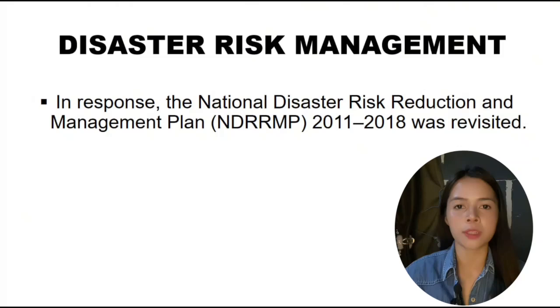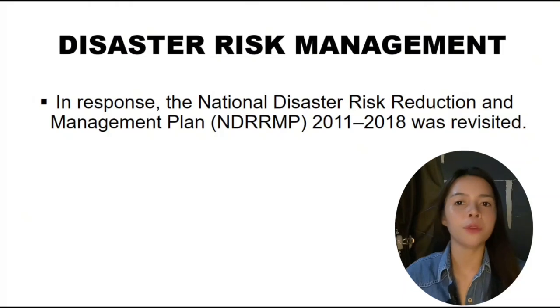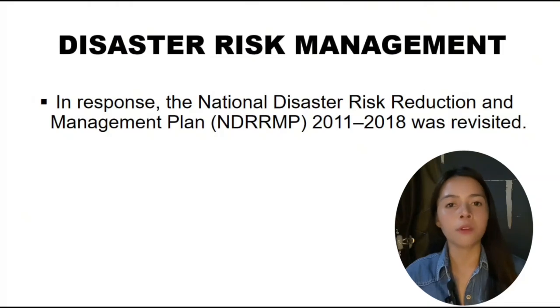Number 4, in response, the National Disaster Risk Reduction and Management Plan, or NDRRMP, 2011 to 2018 was revisited. Due to the shortcomings in the system, the government decided to revisit and review the NDRRMP. This is the nationwide plan aimed at improving disaster management from 2011 to 2018.